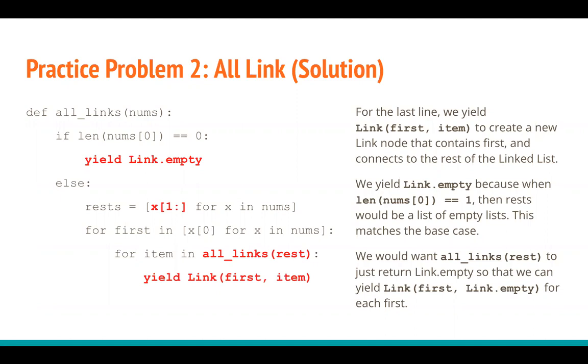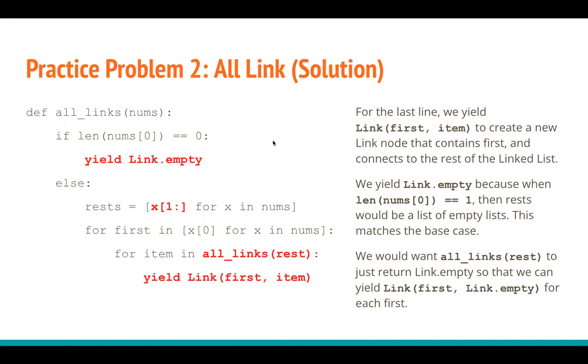We want all links rest to just return link.empty, so we can yield link first comma link.empty for each first. So yeah. Any questions? Okay, it doesn't seem like there are any in the chat either.